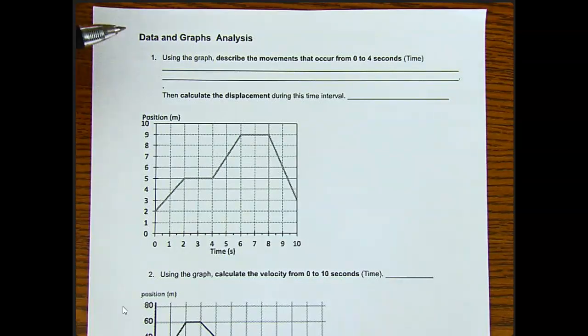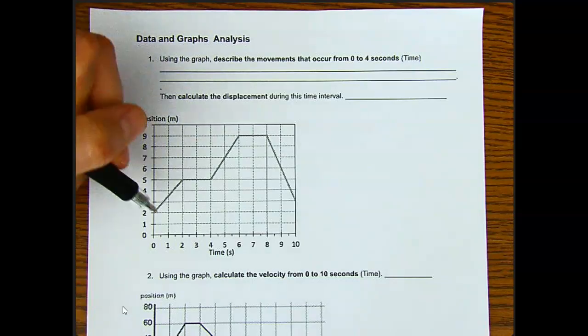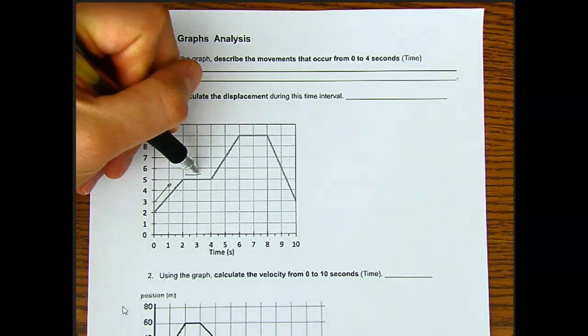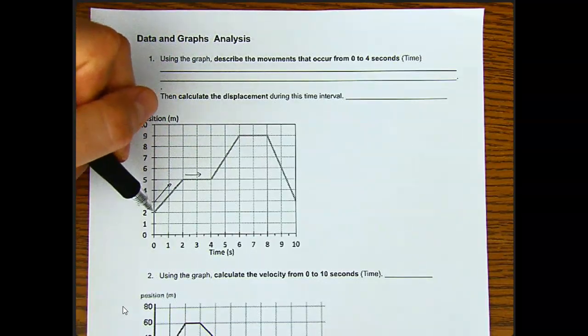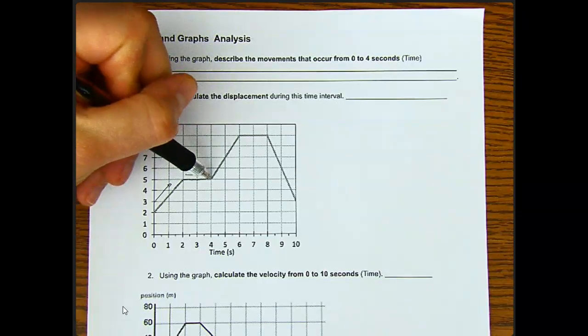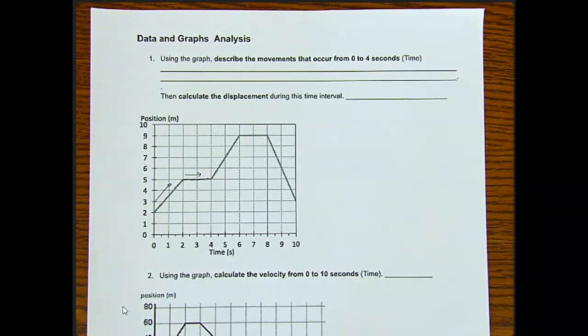So I want to go over a couple of these problems. Let's start with this one here. For these questions, you want to use the graph to describe the movement that occurs from 0 to 4 seconds, and then calculate the displacement. Looking at this graph from 0 to 4, the graph goes up and then it stays still, or it's flat. So really what that means is the object is moving in the positive direction and then the object stops moving. So that's what I would say for my description.